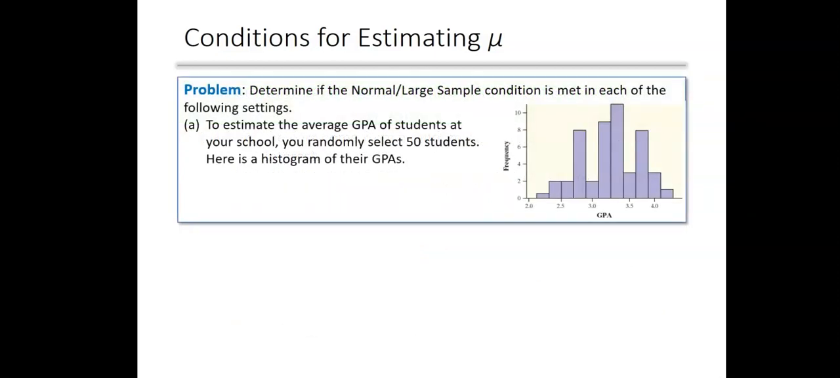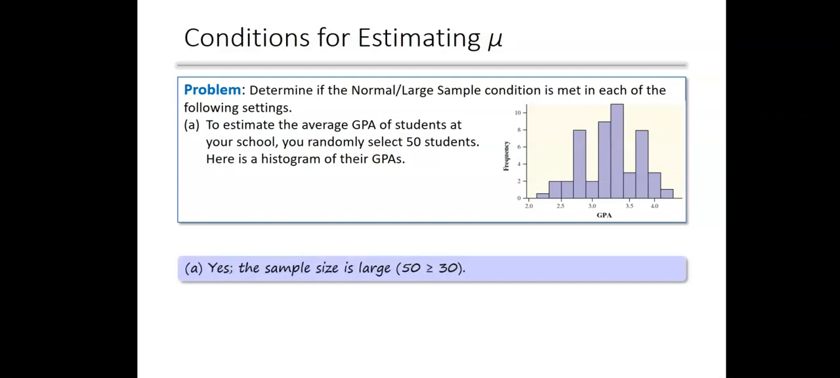So for example, let's check the large sample condition. To estimate the GPA of students at your school, you randomly select 50 students. Here's the histogram. Can we prove this is approximately normal or fits the large sample condition? Because the sample size of 50 is greater than 30, we can definitely do that and say that's the reason. I think you also could have pointed to that graph and said, no, there's no strong skewness, no major outliers there. We could say this data is going to be approximately normal.